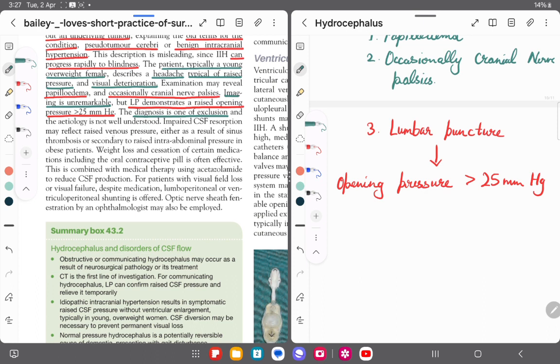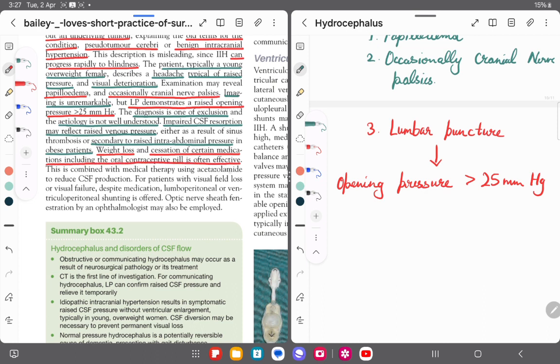Impaired CSF resorption may reflect raised venous pressure. The etiology is not well understood, either as a result of sinus thrombosis or secondary to raised intra-abdominal pressure in obese patients. Weight loss and cessation of certain medications including the OCP is often effective.